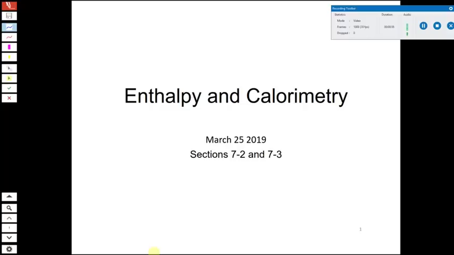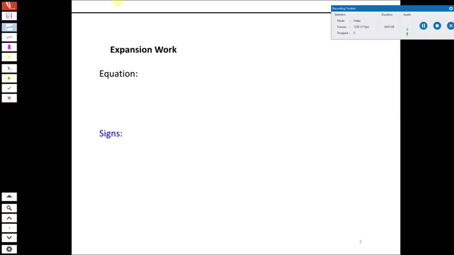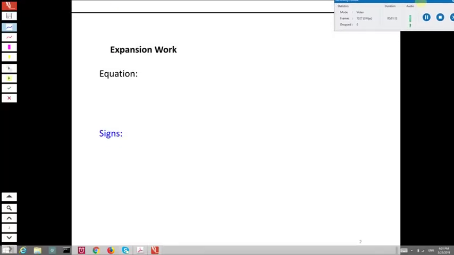All right, so what we're going to continue with today is moving on through Chapter 7. Chapter 7 deals with energy in chemical reactions. And last time we introduced the concept of change in energy. We're still in more of the physics envelope of energy changes.